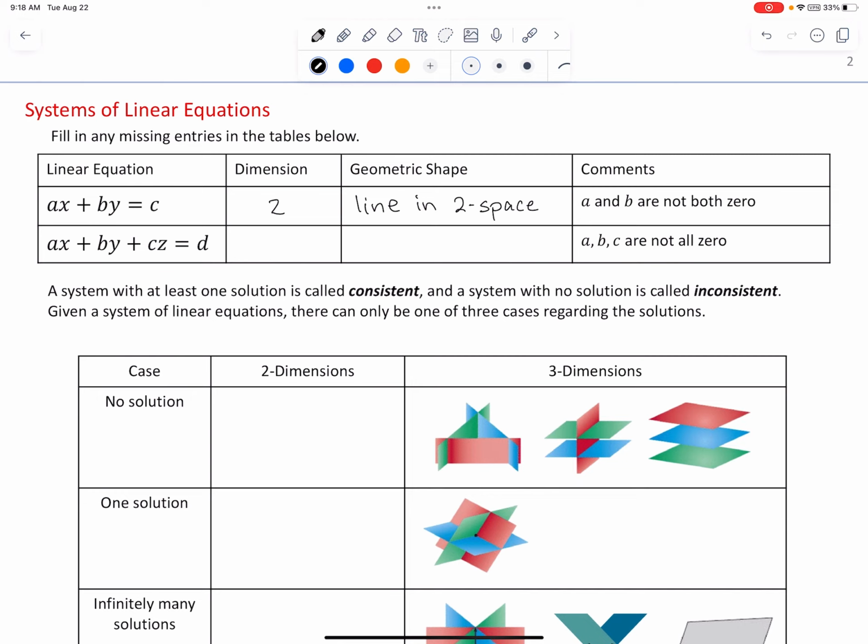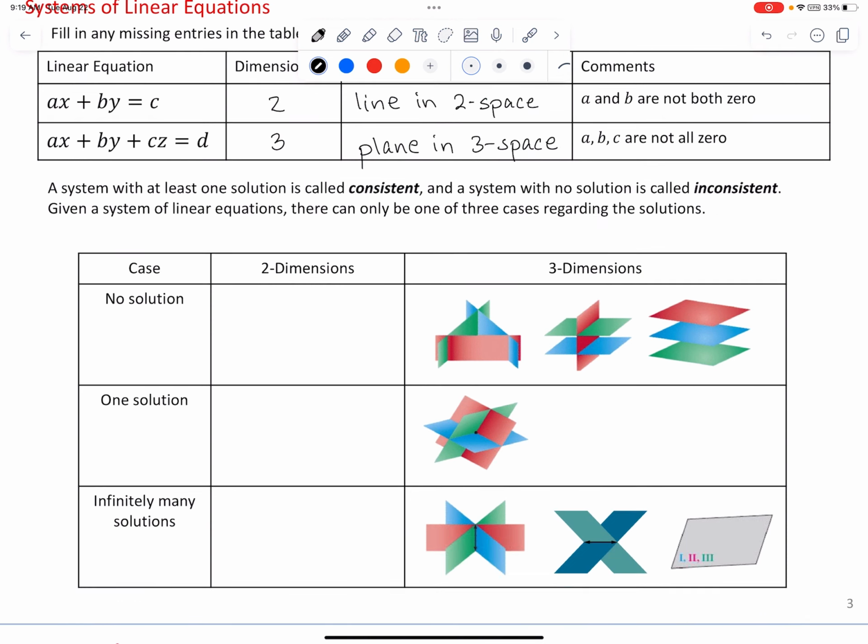Now, if we add an extra variable and create a linear equation, so x, y, and z all are raised to the 1 power and in separate terms, the number of variables dictates the dimension, so this will be a three-dimensional situation. And a linear equation in 3 variables in 3 dimensions, when you graph it, actually makes the shape of a plane in 3-space. And of course, we don't want a, b, and c to all be 0 at the same time, but some of them can be 0.